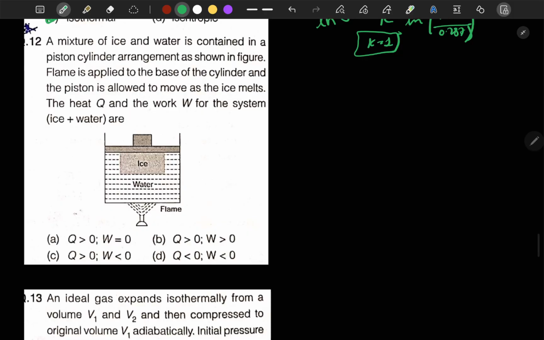A mixture of ice and water is contained in a piston cylinder arrangement as shown in the figure. Steam is applied to the base of the cylinder and the piston is allowed to move as the ice melts. Find the heat Q and work W for the system ice plus water.